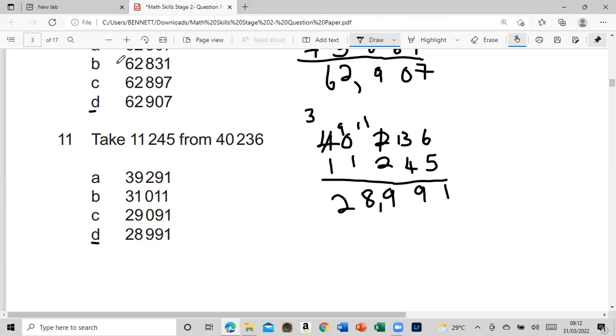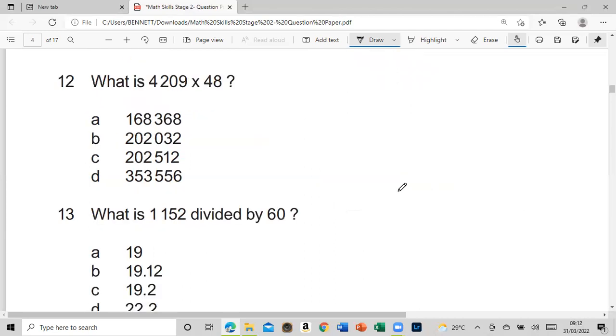Alright, let's move on to number 12. So it says, what is 4,209 multiplied by 48? So let's split it over. So we're going to multiply. I'm going to color code this one, alright?